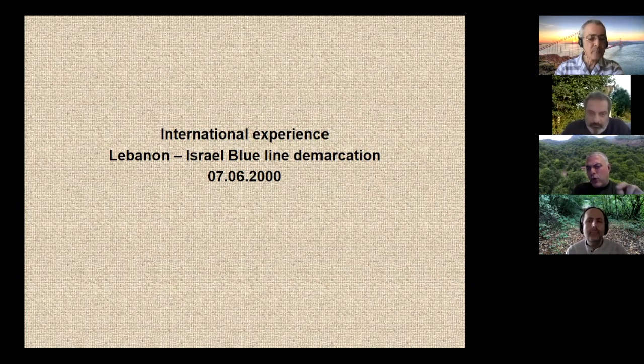Okay. So before going into our maps and the situation in Armenia, I need to go quickly over what happened between Lebanon and Israel, the demarcation, because I was part of that committee in June 2000. This was like a 5-month work, which was done by the Lebanese army and by the UN, actually, between the Lebanese army and the Israeli army.